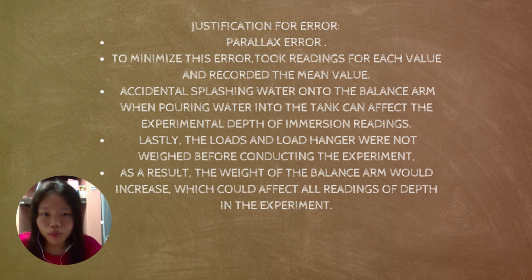Next, during the experiment, there may be accidental splashing of water onto the balance arm, especially when one group member is pouring water into the tank. Therefore, this can affect the experimental depth of immersion reading, hence causing the result to be less accurate.